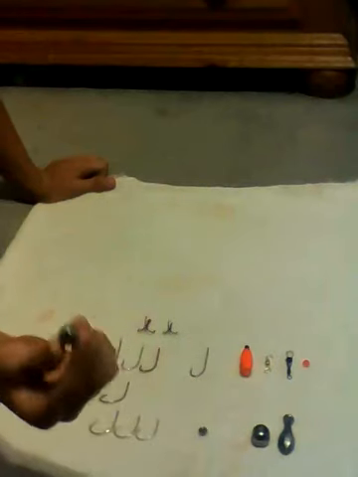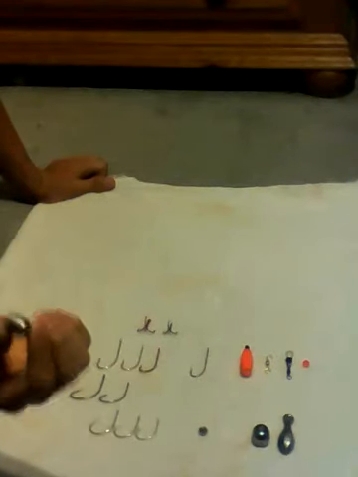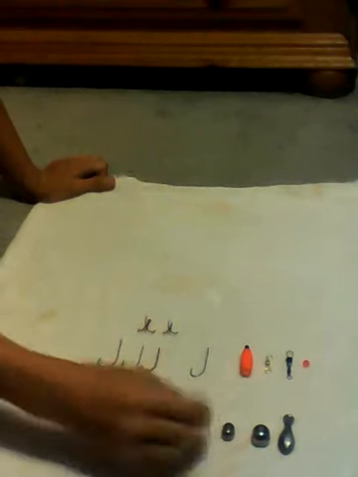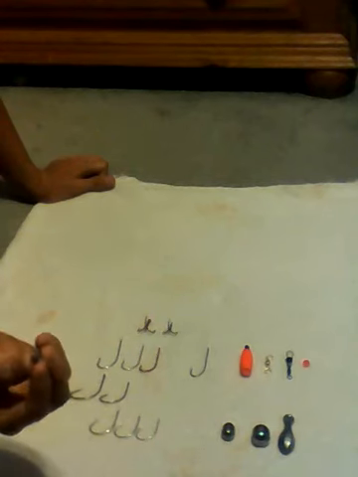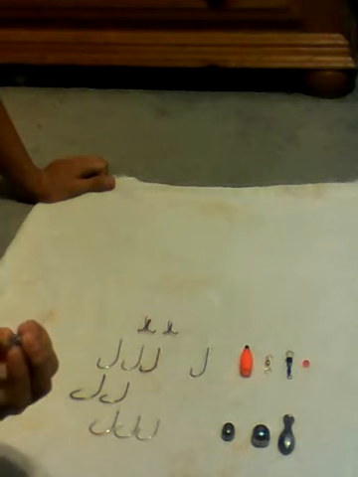These are 1/2 ounce egg weights. They're basically the same thing, just if you have lighter line, you need a lighter weight to cast it. These are one of my favorites. These are a 1/4 ounce split shot sinker. These are really convenient when you just need a weight right fast.